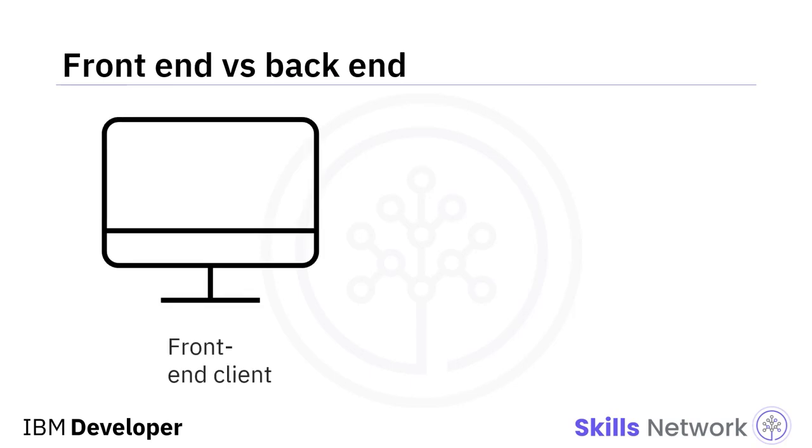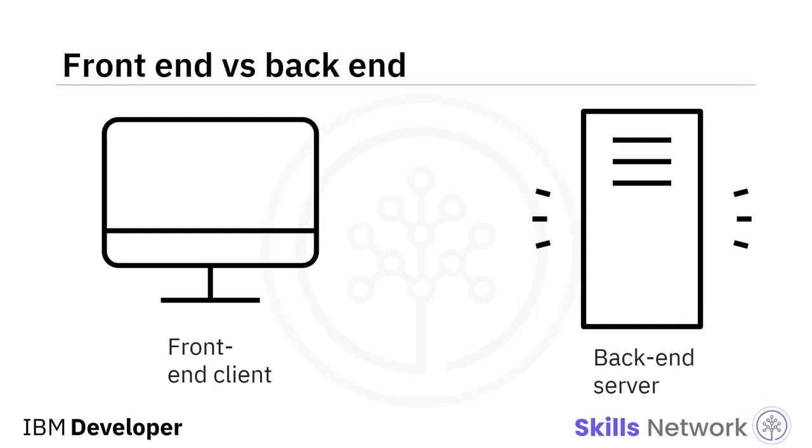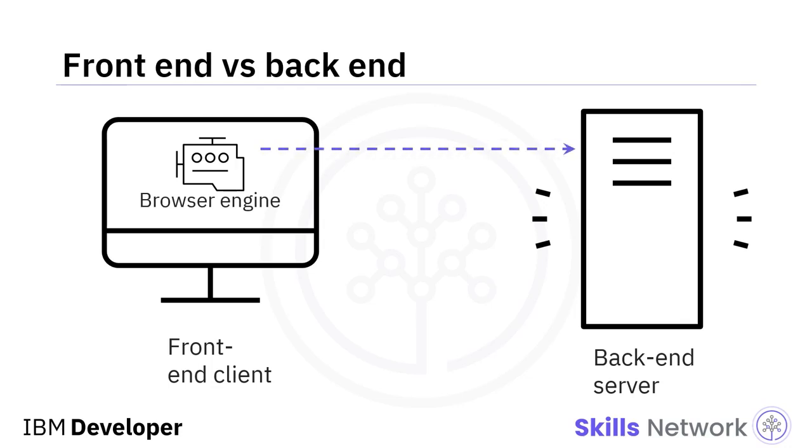Client-server applications, such as cloud-based and web applications, generally consist of a front-end and a backend. The front end runs on the client machine, and the back end runs on a server. The client machine runs the web browser and the web browser's engine. The browser's engine is what communicates with the back end.